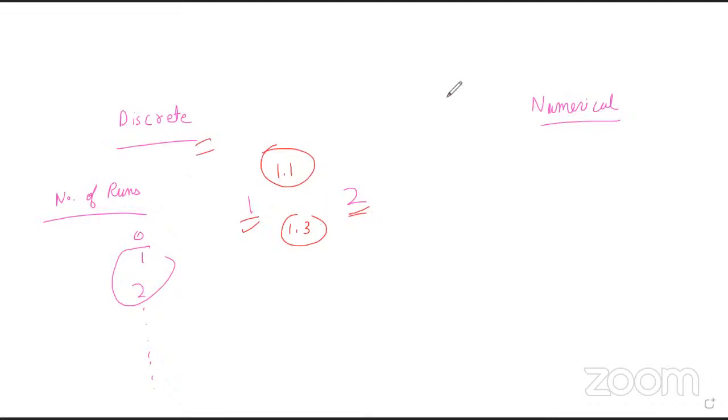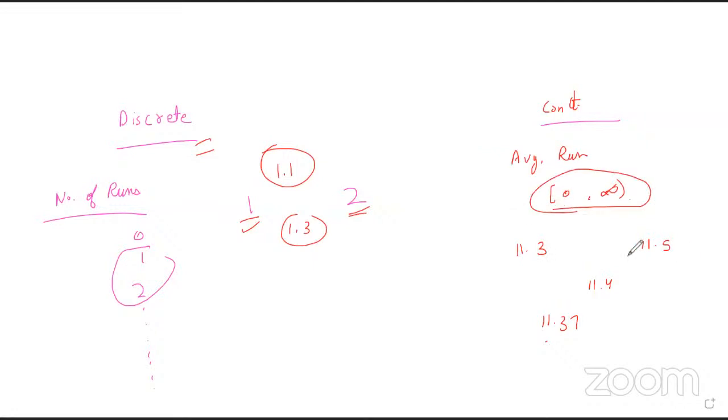Whereas for continuous, suppose average runs. Again, it could be anything from 0 to infinity, but here it can take any in-between value. Suppose the average of player 1 is 11.3 and player 2 is 11.5. There could be another player whose average is 11.4, and another whose average is 3.7, right? So you can have all the values in this interval.